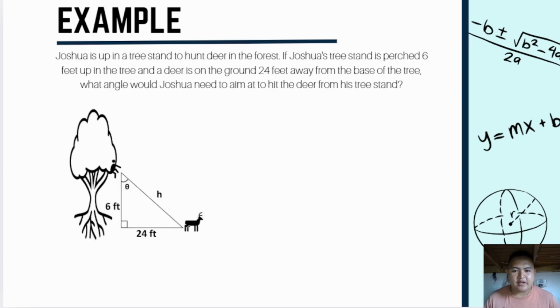Our second example is Joshua is up in a tree stand to hunt a deer in a forest. If Joshua's tree stand is perched 6 feet up in the tree and the deer is on the ground 24 feet away from the base of the tree, what angle would Joshua need to aim to hit the deer from his tree stand? So, again, our first step is to draw out a simple graphic to represent the word problem, making sure to include the right triangle.